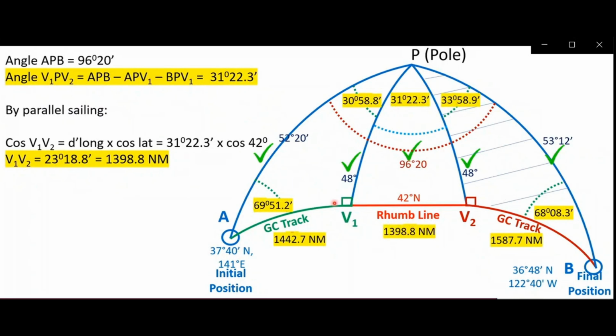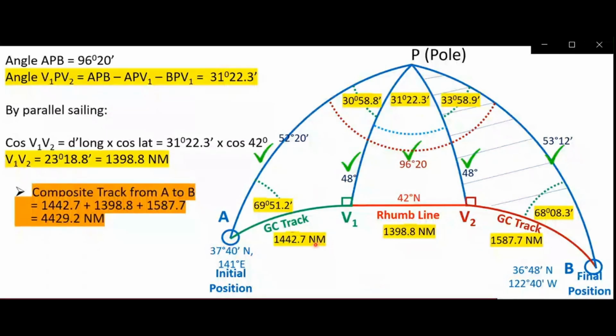Now everything in the diagram that was missing has been calculated. Whatever was earlier known is shaded with green ticks. Whatever has been calculated is indicated by these yellow highlighted values in the diagram. Now let's come to summarizing the answer. The composite track distance from A to B shall be the sum total of these three distances, and you can see that comes to 4429.2 nautical miles.